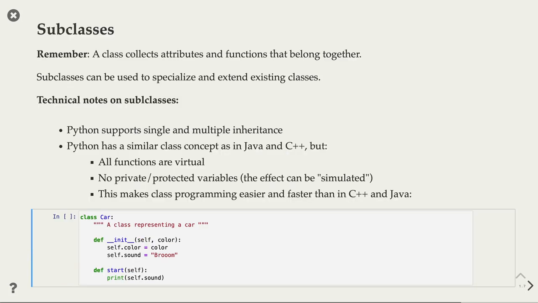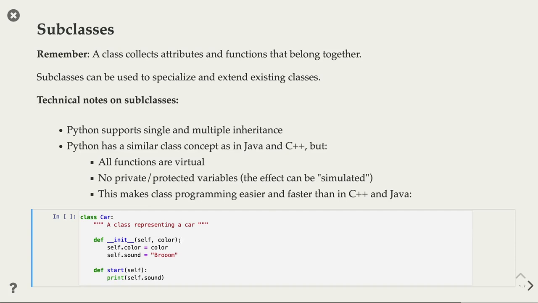Classes bundle state, which we call attributes, and actions, which are functions or methods, that are associated together that you want to pass around together. In Python, classes can have multiple parents. There's no such thing as truly private attributes in Python. You can approximate private attributes with special names or certain logic that raises errors on certain actions. But in general, there's no such thing as a truly protected variable in Python. The result of that is that defining classes can often be simpler and quicker in Python.